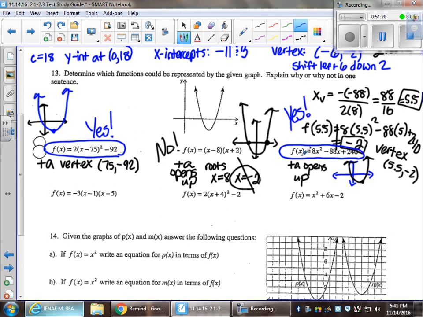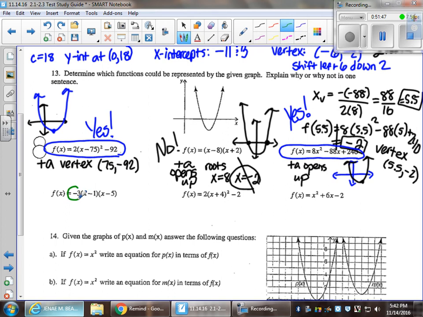Now you might be saying, well, doesn't this one look like this one? And I know I'm doing a very rough sketch. Technically, we don't know anything about the x-intercepts, so this could be more like that. We just don't know. So the location of the vertex and the fact that it opens up is as much as we know, and it could be the graph. So yes. How about this one?